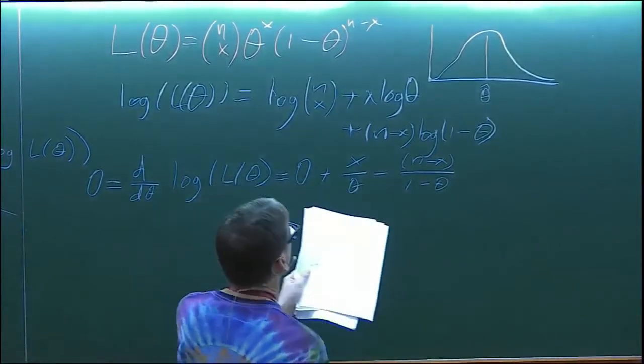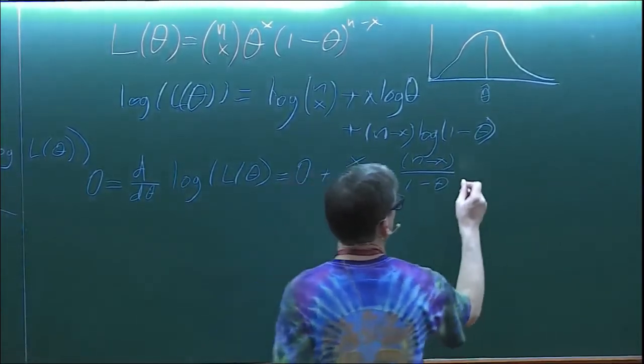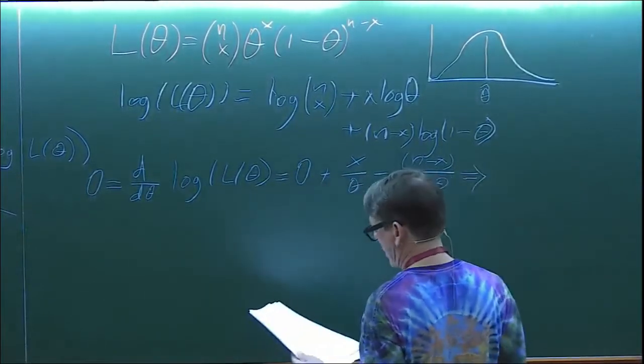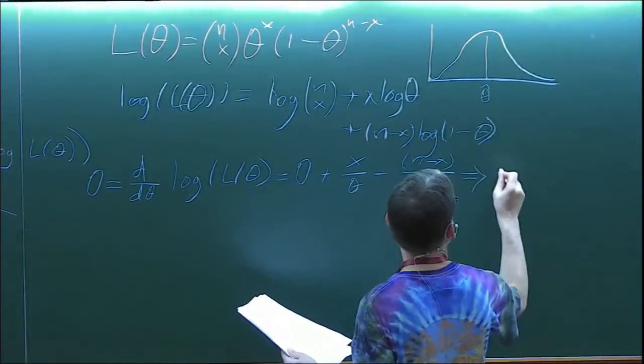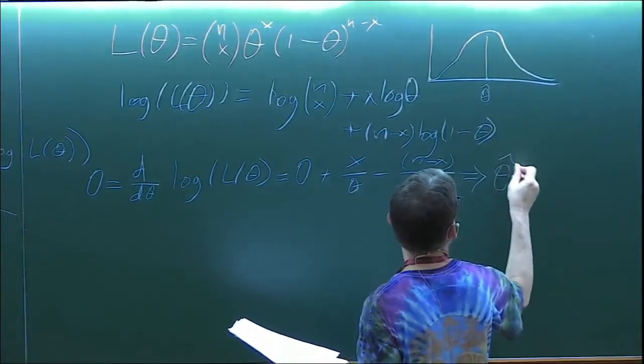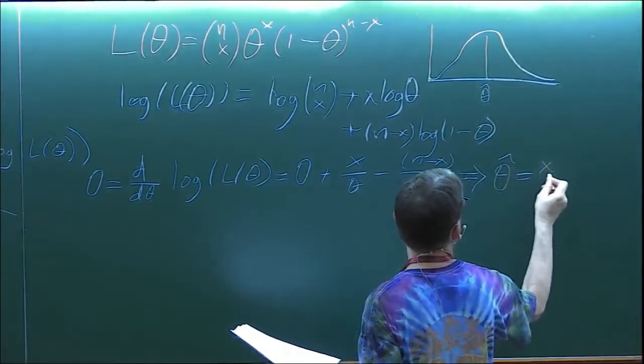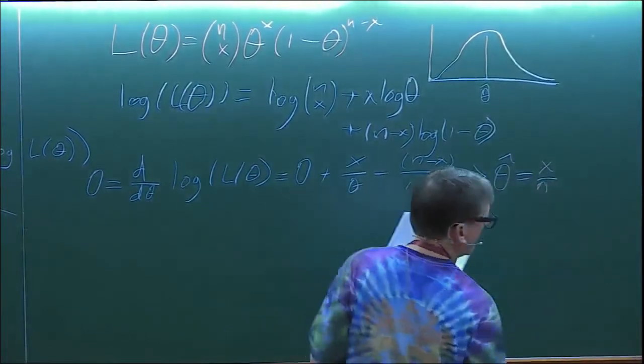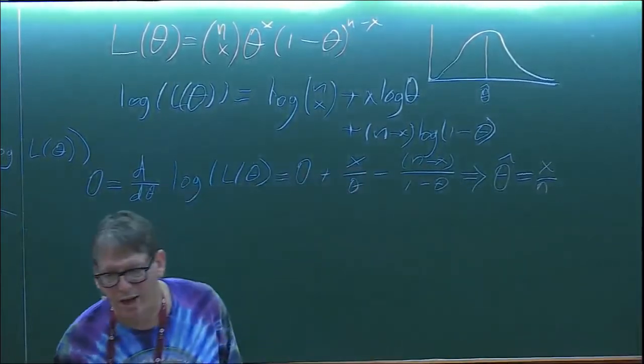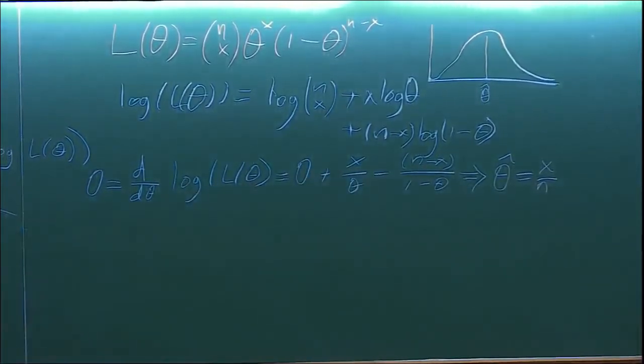If you solve this, you can see that you want theta hat equals x over n, a quantity that came up in Kavita's lecture for estimating diversity of alleles.